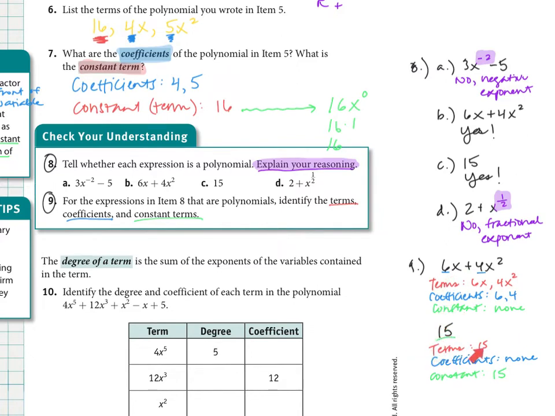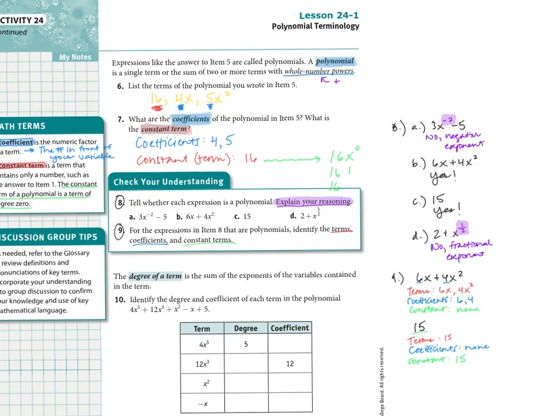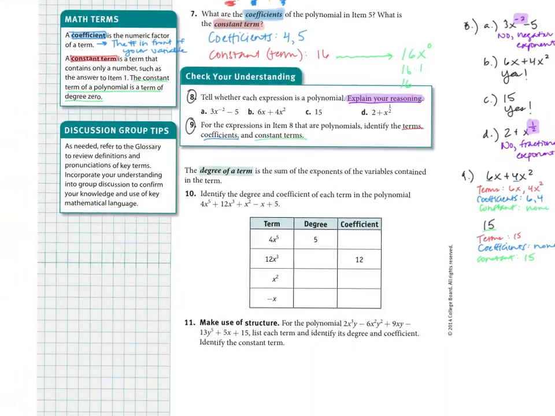Looking at 15, we know the terms, there's only one term, it's 15. There's no coefficients because it has to be a number in front of a variable, but our constant, the number by itself, is 15 itself. So we have learned a lot of vocabulary here, and we're going to continue to learn some more vocabulary words in the next section below.